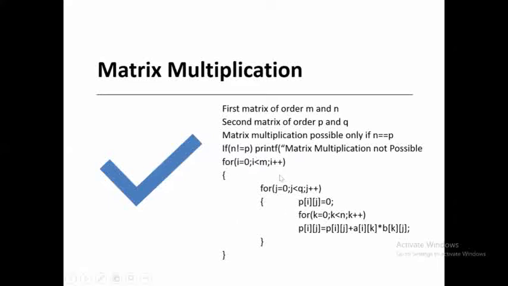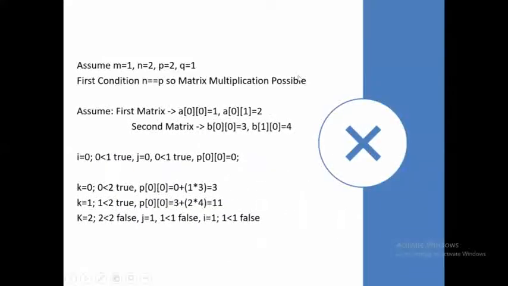Okay, here we are going to check this one. Before that, first you assume the number of rows of first matrix is 1, and number of columns of the first matrix is 2. Okay, 1 and 2, that is 1 cross 2, with respect to first matrix. 2 cross 1 is with respect to second matrix. So see here, n value is equal to 2 and p value is equal to 2. Obviously n value equals p, so matrix multiplication is possible.